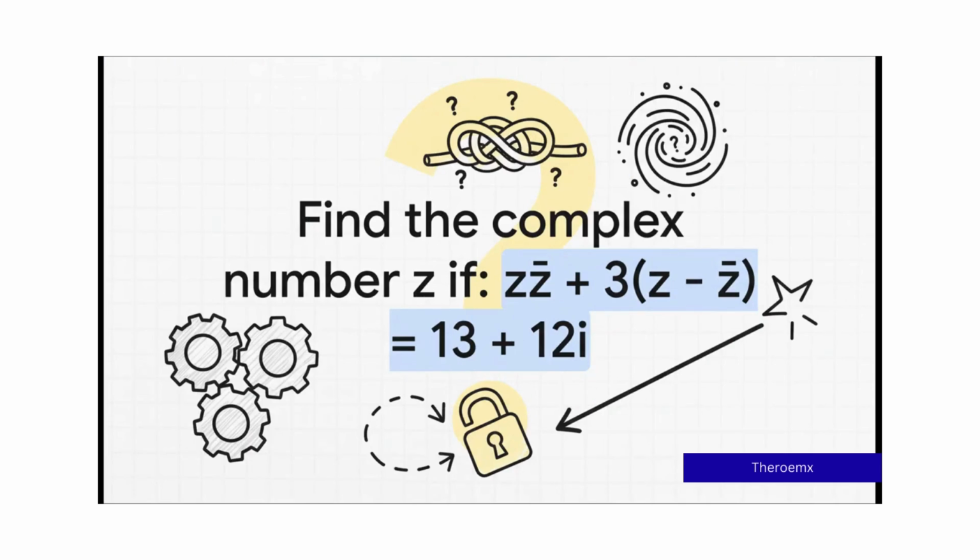It's mixing z and its conjugate, z bar, all over the place, with multiplication, subtraction. I mean, trying to solve this with brute force would be an absolute nightmare. But we're not going to do that. We're going to be smart.